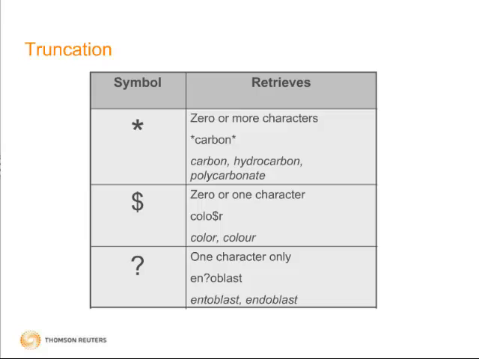The $ sign stands for 0 or 1 character and is useful for finding variations in British and American spellings. Note that the $ sign cannot be used within quotation marks if lemmatization is turned on. Simply turn off the lemmatization setting on the main search page if you need to use a $ sign. The question mark stands for 1 character and can also be used for finding variations in spelling. These truncation symbols can be used at the beginning, middle, or end of a word or phrase, or in combination.